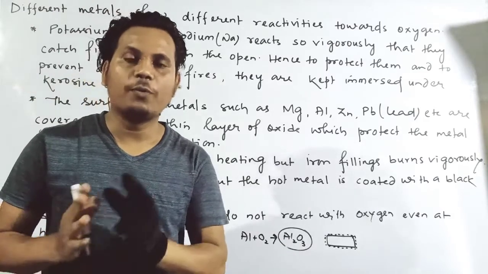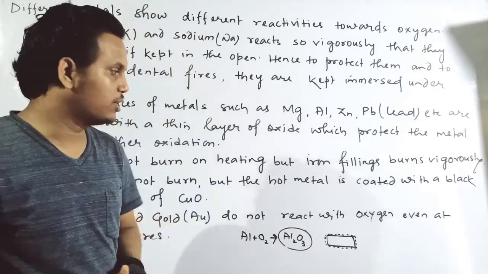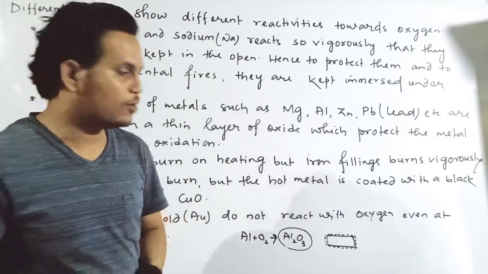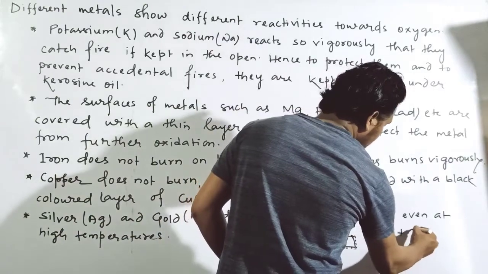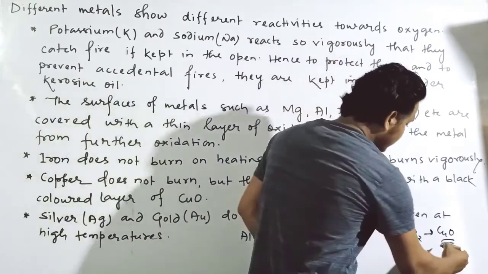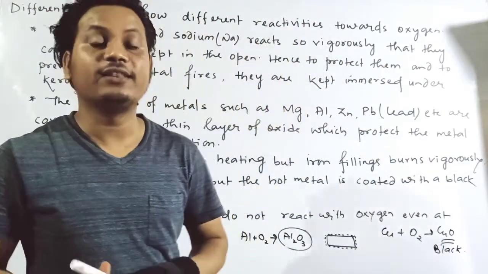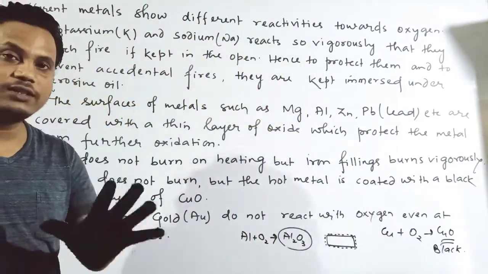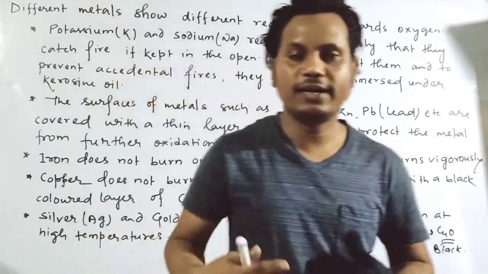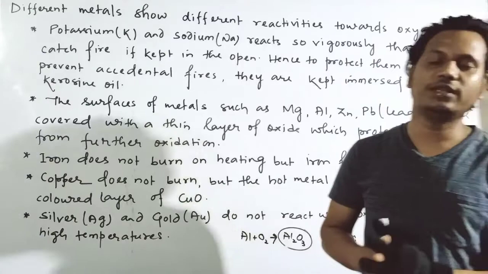Copper does not burn, but the hot metal is coated with a black layer of copper oxide. So copper metal also does not burn, but when it is hot, it reacts with oxygen to form copper oxide, as we have written already: copper plus oxygen gives copper oxide. This copper oxide is black colored. It coats the hot copper, not the cold. And silver and gold, which we use as ornaments and jewelry, do not react with oxygen.